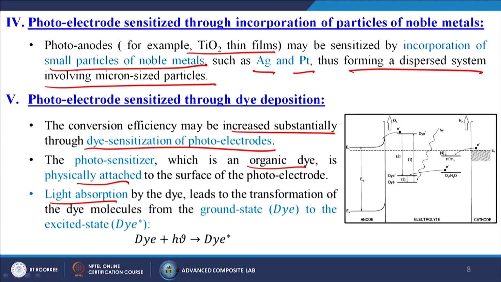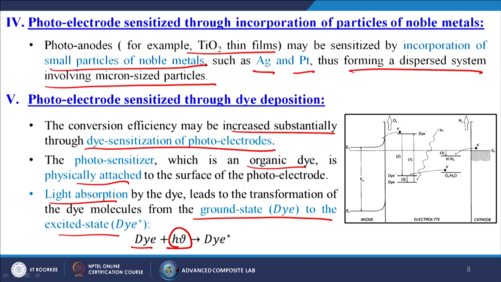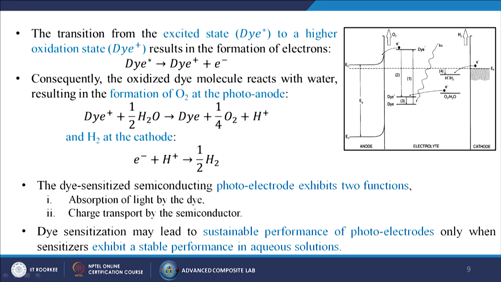So, light absorption by the dye leads to the transformation of the dye molecules from the ground state to the excited state. That means it is also creating a kind of hole over there. When the dye gets the light frequency, it automatically becomes dye prime. The transition from the excited state to a higher oxidation state, that means dye prime to dye plus, results in the formation of electrons. That means it is releasing one electron over there. Consequently, the oxidized dye molecules react with water, resulting in the formation of O2 at the photoanode. So, dye plus plus half H2O gives dye plus 1/4 O2 plus H+ ion.